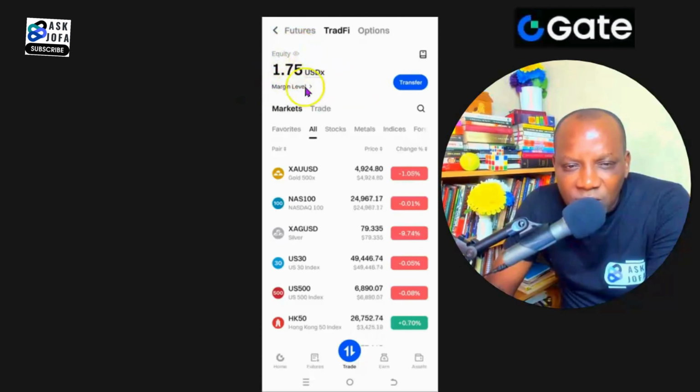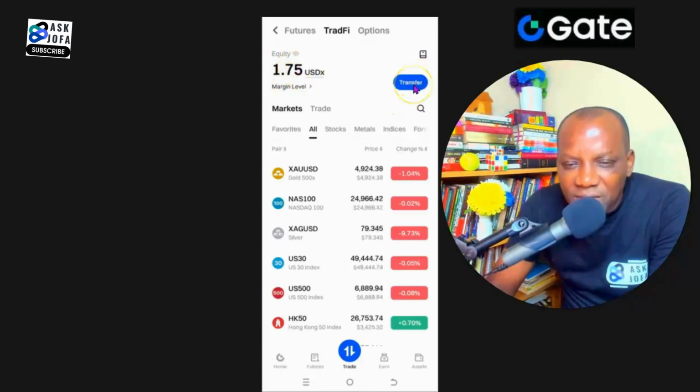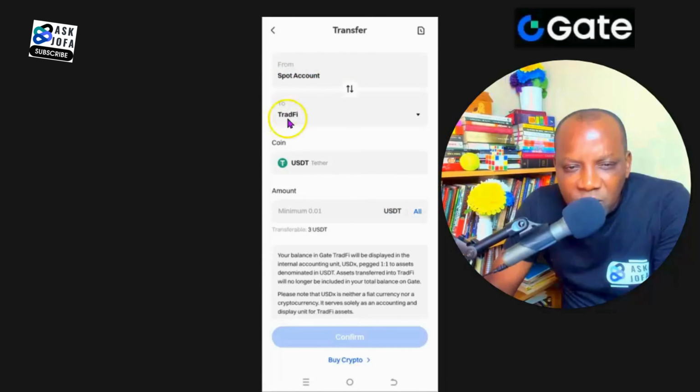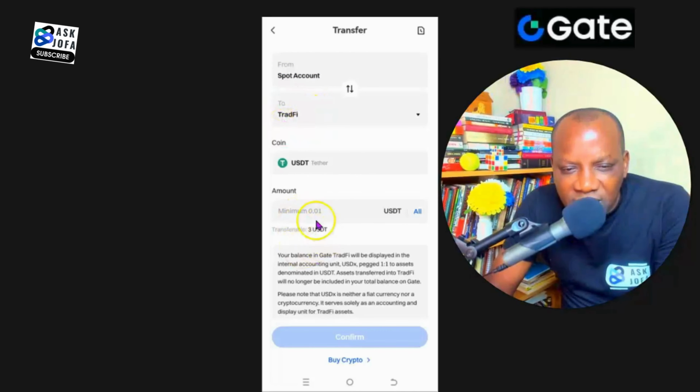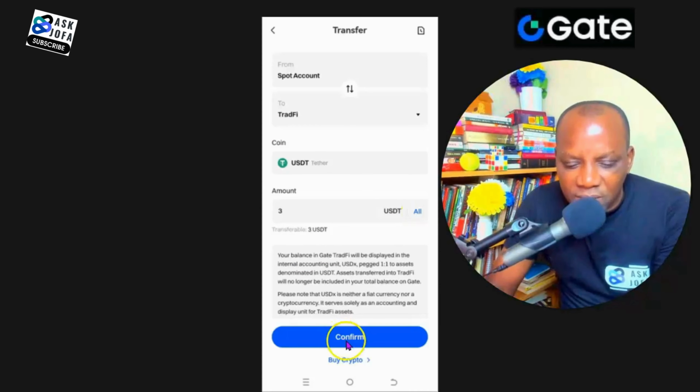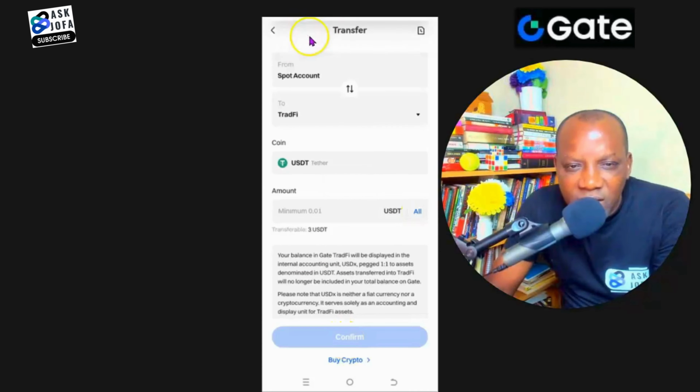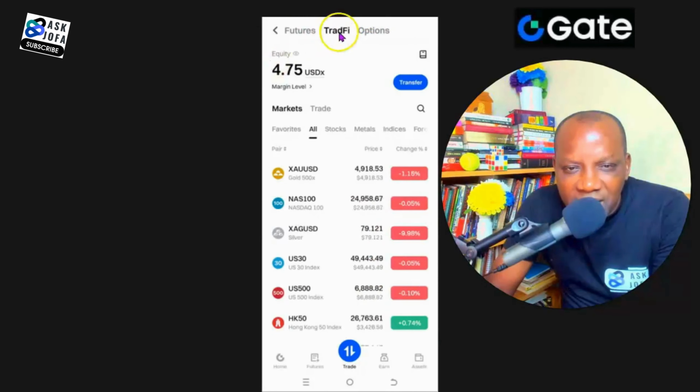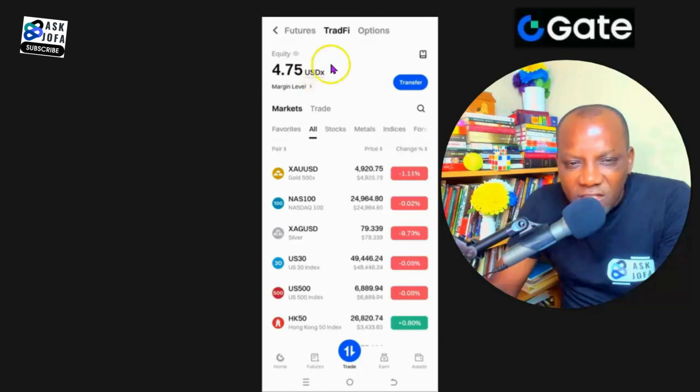I want to transfer some money from my spot account to this place. You tap transfer. You can see from spot to TradFi. I have $3 that is not in use. I will tap all. You tap confirm. You can see 3 USDT transferred. You can see my TradFi account balance has changed. It became USDX. It's just for nomenclature. It's still the same amount of USD that you have.